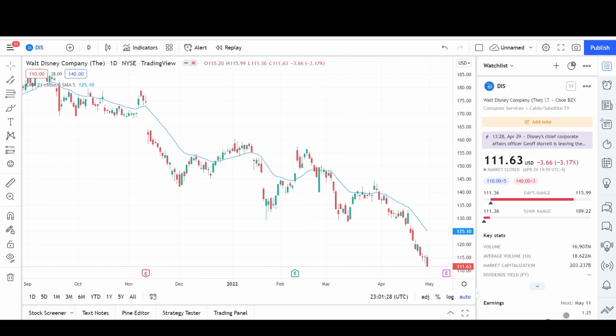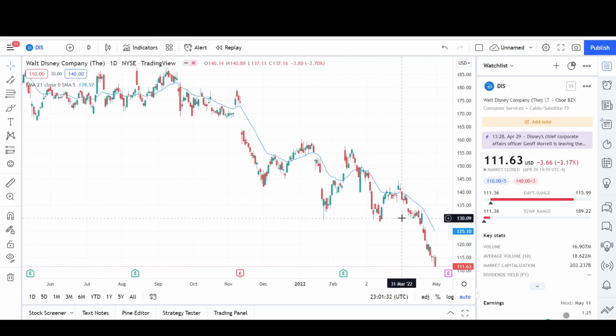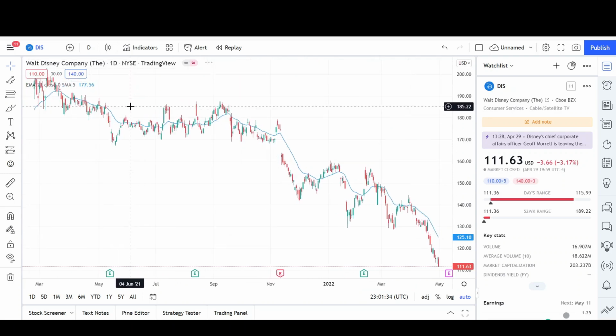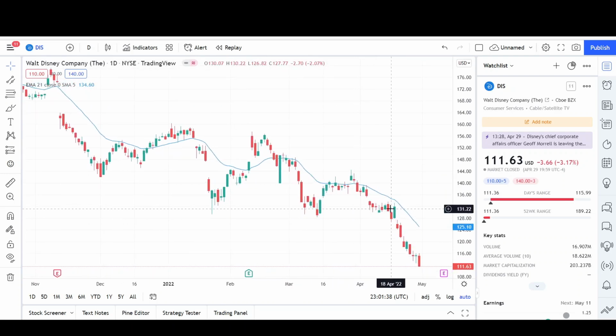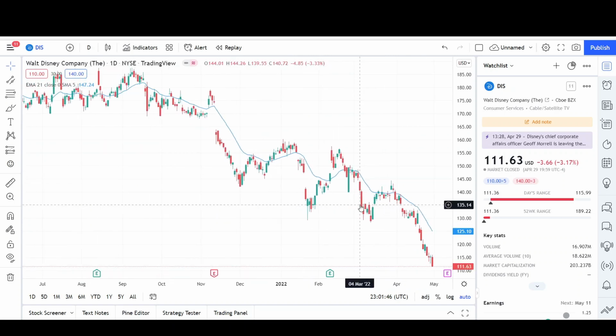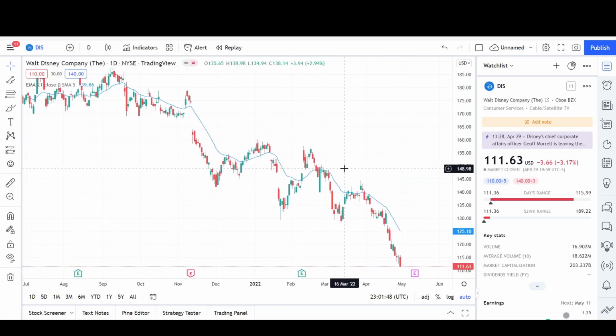So it looks like Disney took a turn for the worst pretty much since the summer of last year. We've been going down, especially more recently, mid-April we see a large drop from the 131 level all the way down to the 111 level. So things are definitely not looking good for Disney. So let's take a look at the chart and throw some drawings on here.